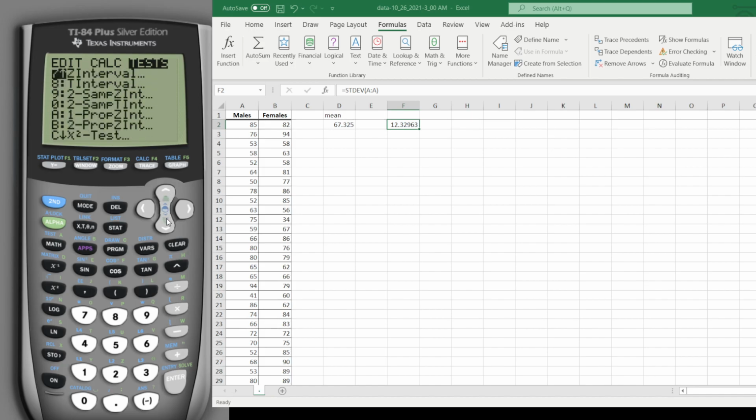All right, this is T interval. The mean that we're going to use is 67.325. Let me double check. 67, yep. And then 12.32. I'm going to put 12.33 just for the heck of it, for standard deviation. 12.33. And again, 95. Did we use 95? Yes, they did. All right. Enter.